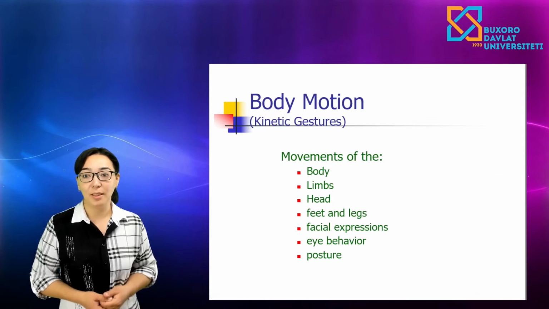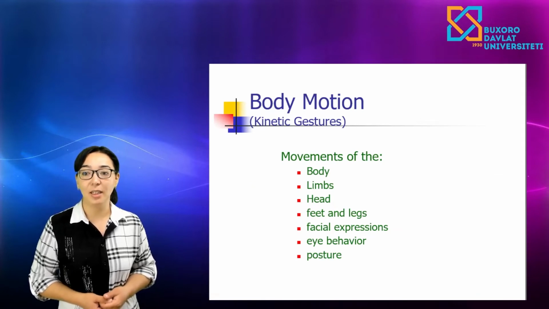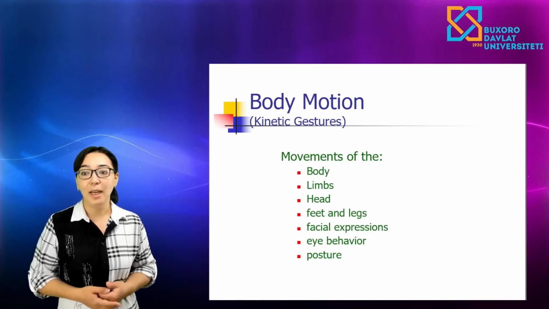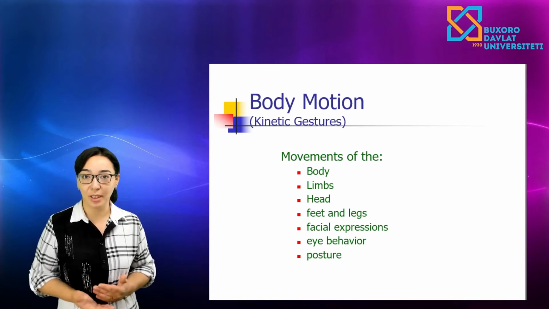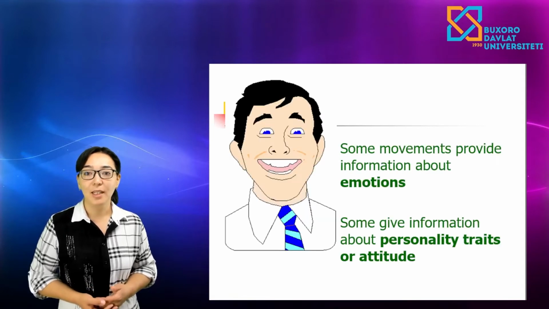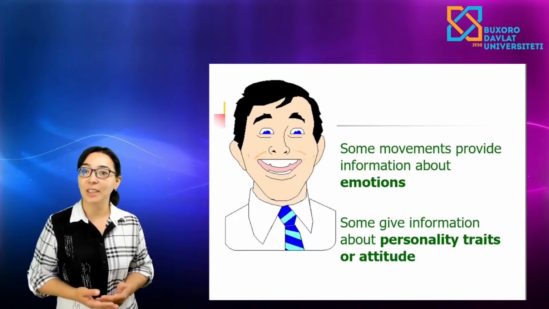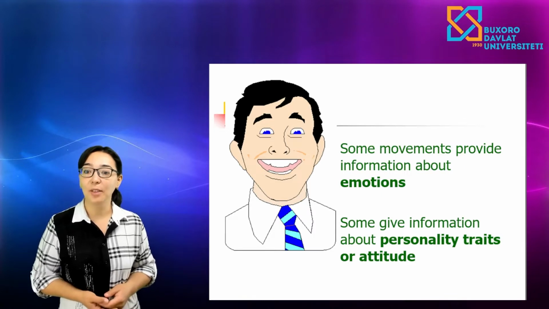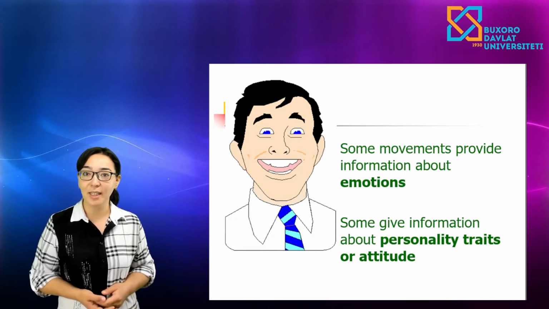Body motion: kinetic gestures, movements of the body, lips, head, feet and legs, facial expressions, eye behavior, and posture. So some movements provide information about emotions, some give information about personality traits or attitude.